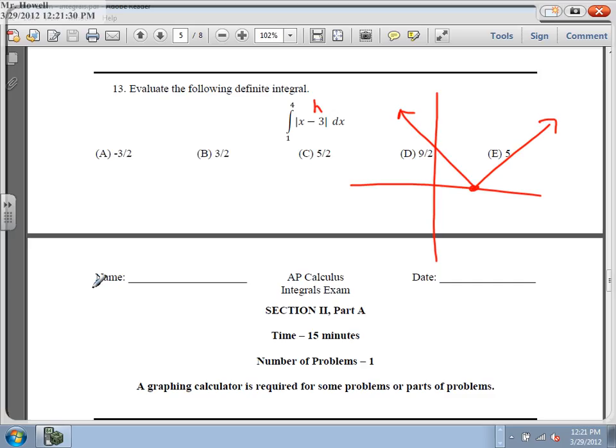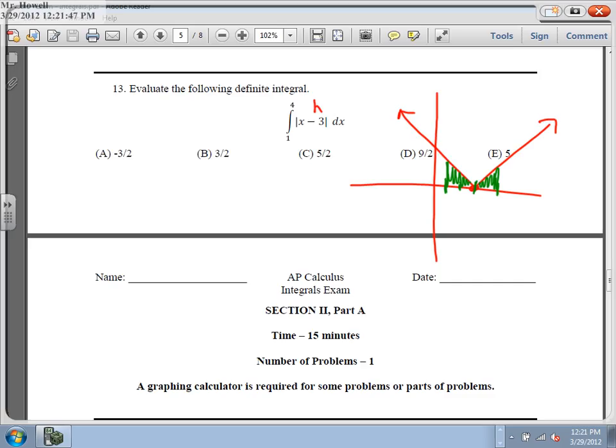So my integral is from 1 to 4. This is 2 right here, that's 3. So I'm getting this area, and then I'm getting this area right here. So if I did this by hand, I would have to use a piecewise function. This is one line from 1 to 3, and then it's a whole other line from 3 to 4.